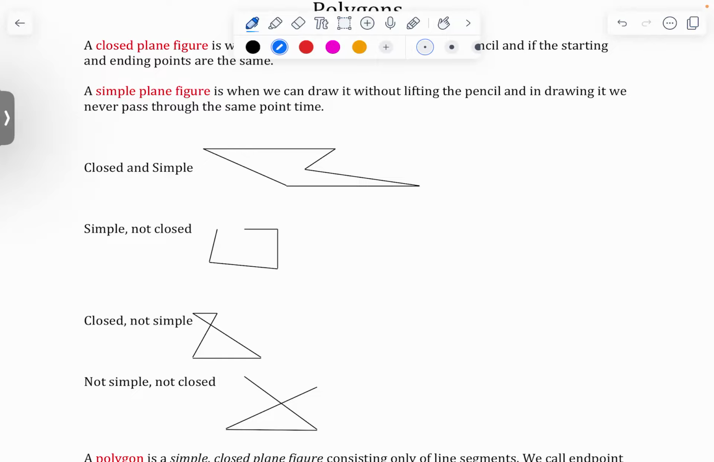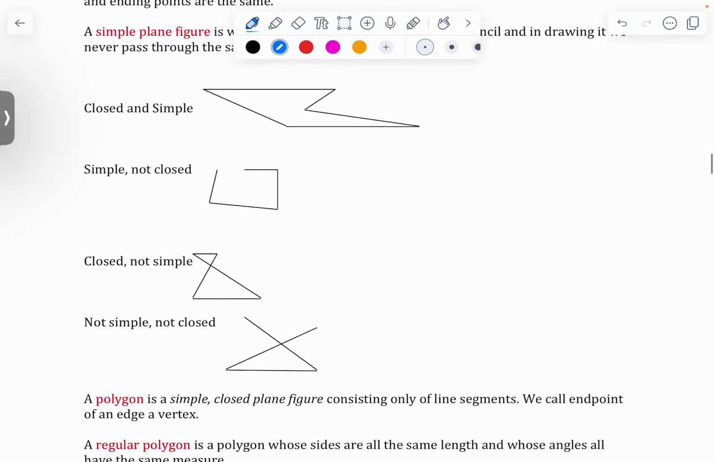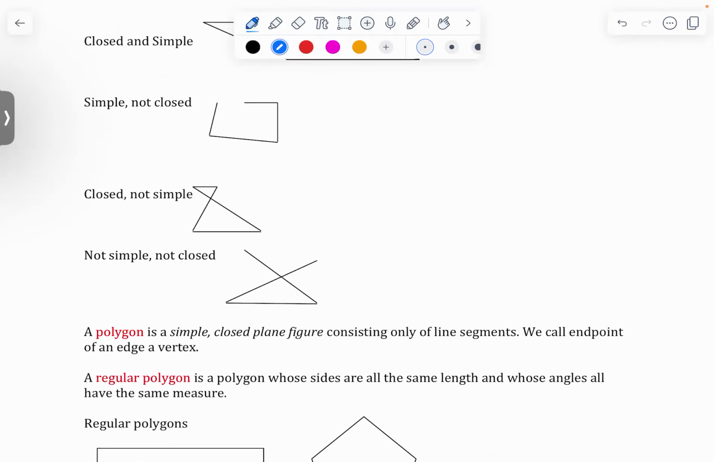Notice the next one, simple and not closed. It doesn't cross through itself, but doesn't connect. It doesn't start and stop at the same point. Closed and not simple. It starts and stops, but like an hourglass, it crosses through itself. And then not simple, not closed: it crosses through itself and doesn't connect.